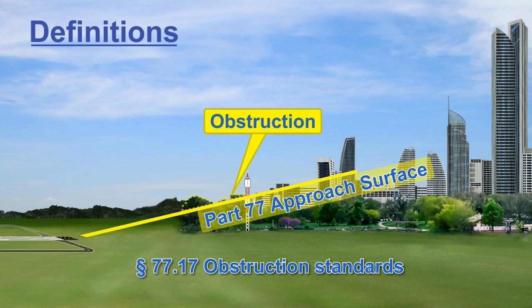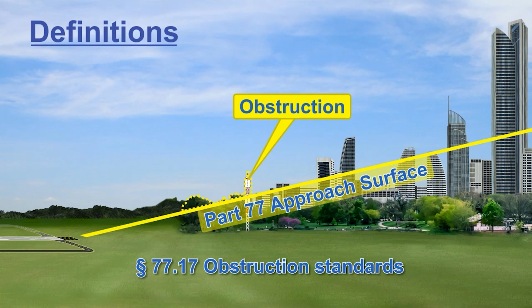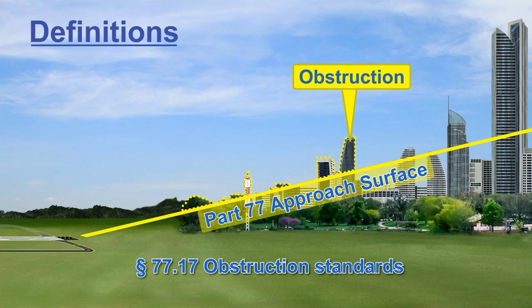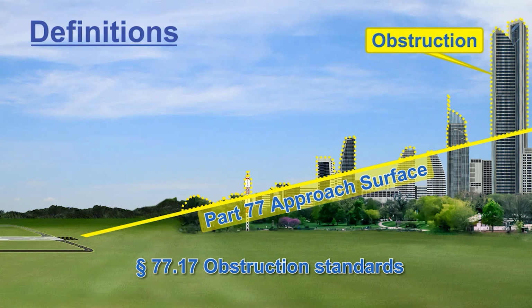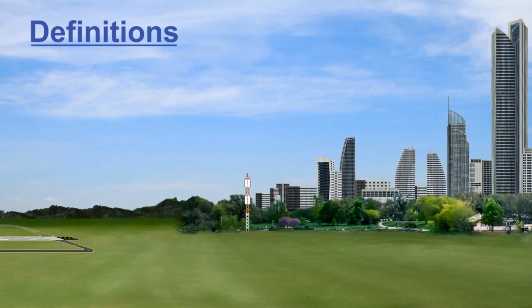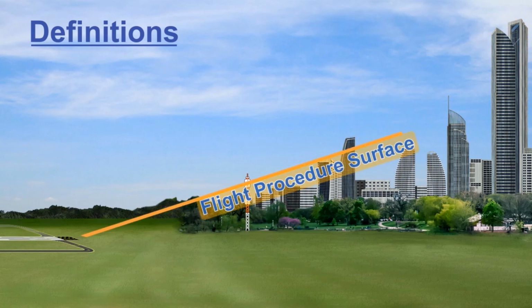Part 77 contains criteria for classifying objects as obstructions, including exceeding basic heights above ground elevation, its effect on terminal obstacle clearance areas, and penetrations of airport imaginary surfaces. To ensure pilots identify obstructions in flight and maintain a safe distance, obstructions often require marking and/or lighting. An object is an obstacle if it penetrates an obstacle clearance surface for any specific flight procedure.